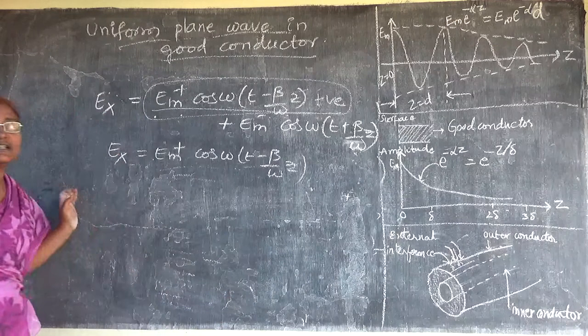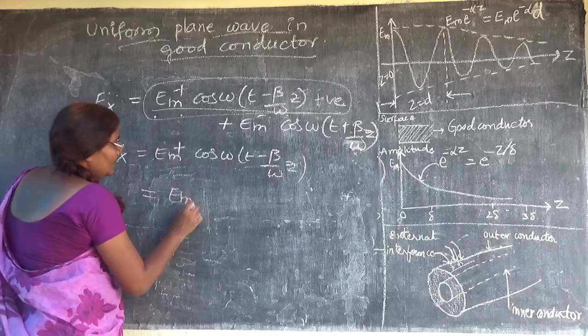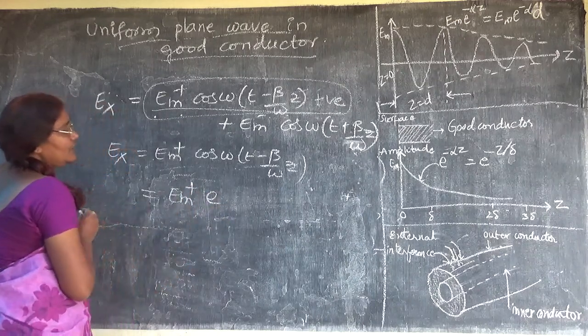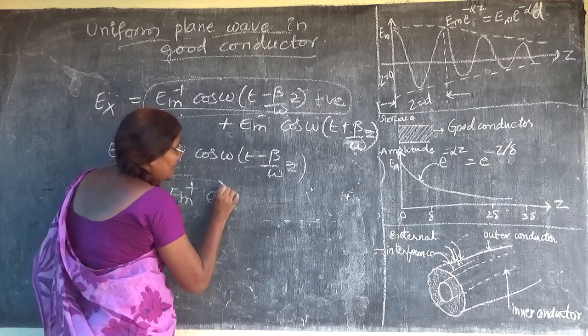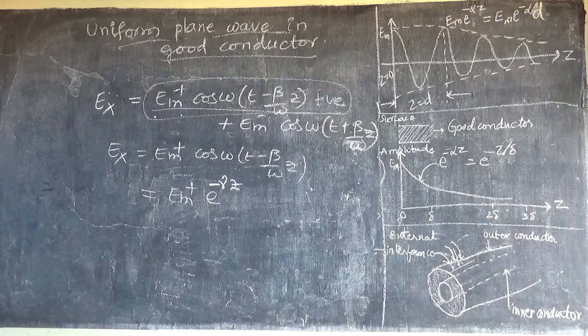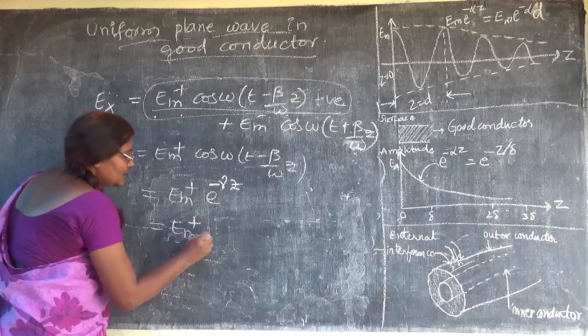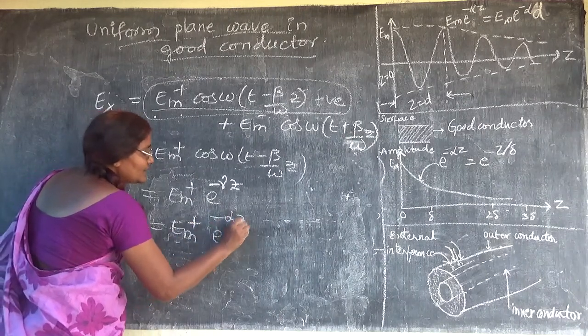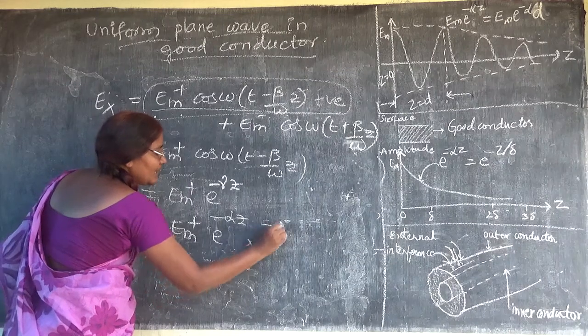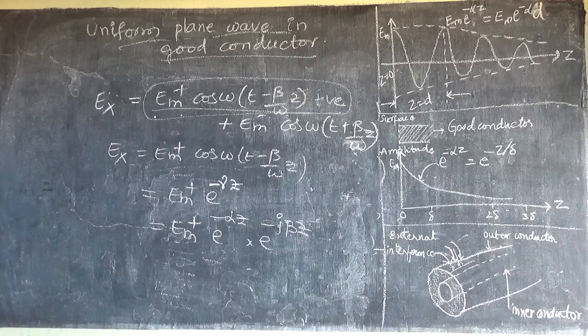If you write this in phasor form, what do we get? Em plus e to the power of minus gamma z. What is minus gamma z? Em plus e to the power of minus alpha z into e to the power of minus j beta z. So this is the phasor form.